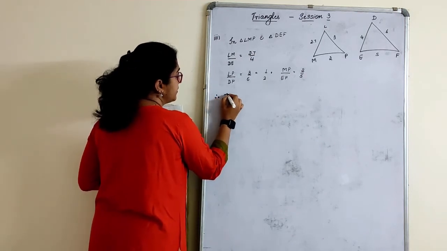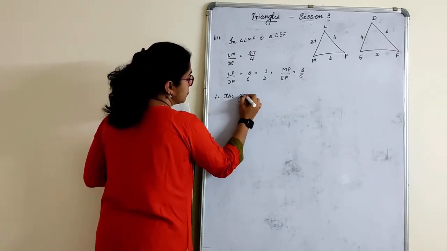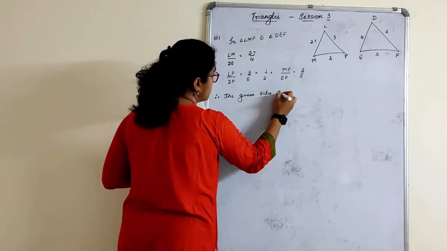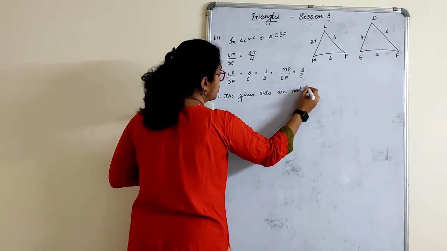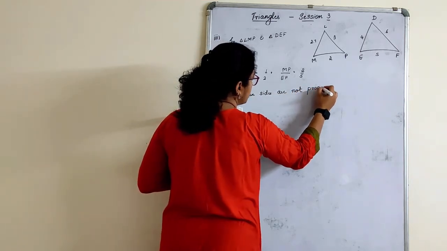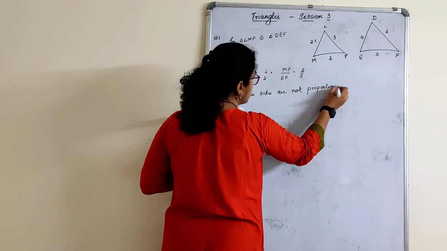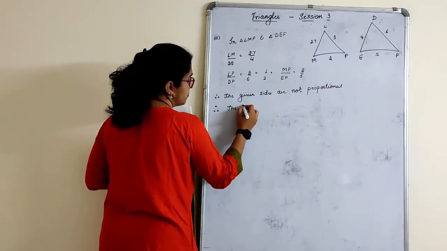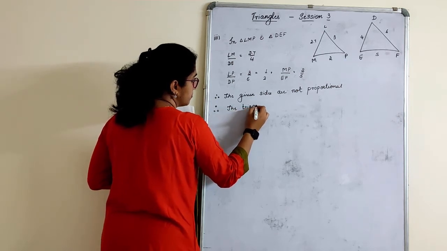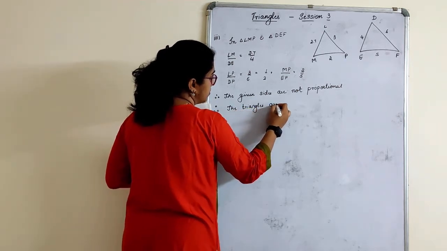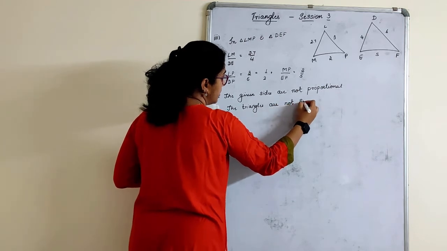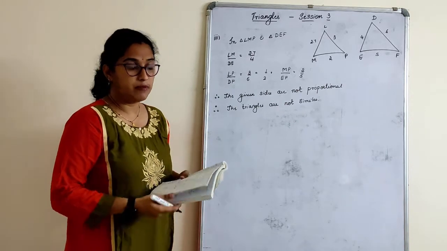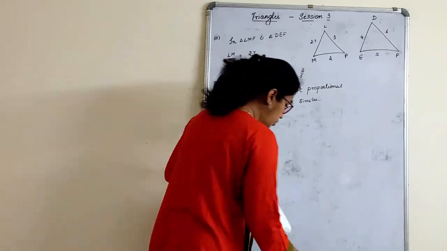Therefore, the given sides are not proportional. Therefore, the triangles are not similar. That's all you have to mention here: if they are similar, how, and if they are not similar, how. Quickly we move on to the fourth one.